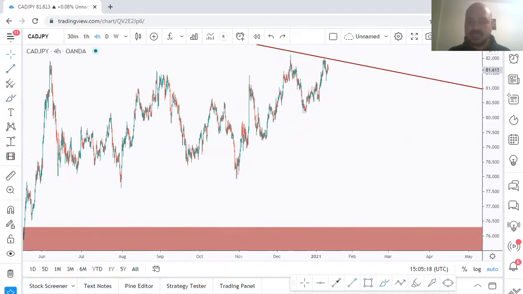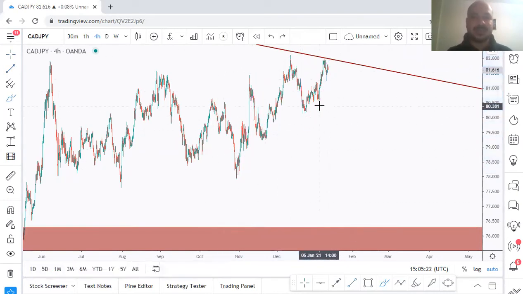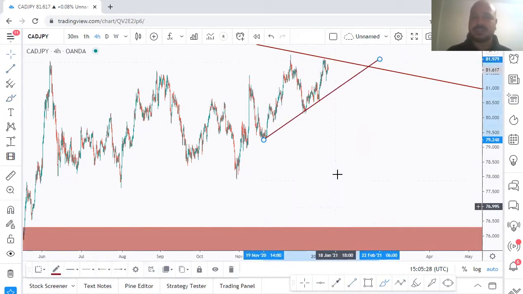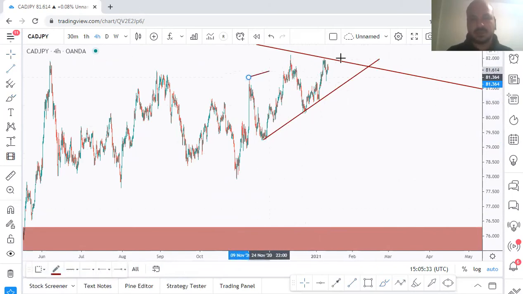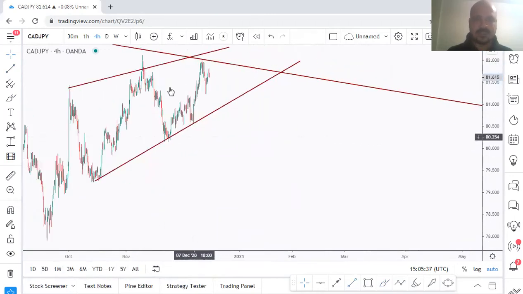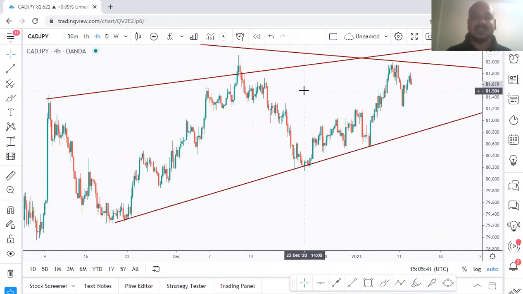So from this impulse and corrective, can we draw any boundaries? Yes, we can. We can draw this one, and we can draw this one, right? Of course, we'll make them in blue for now. Let me see if this one is broken. Yes, this one is broken, so it's not valid.